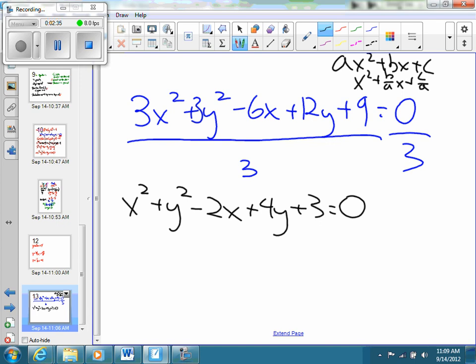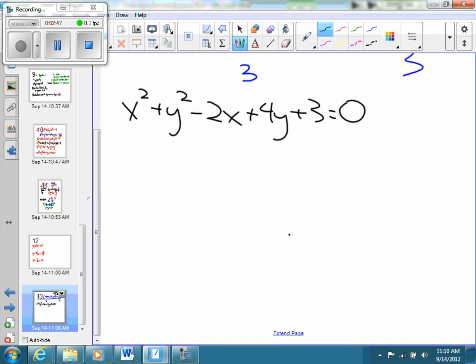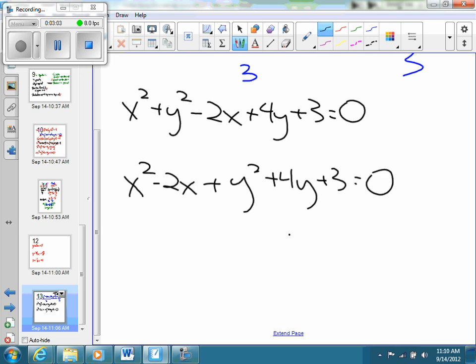Now I'm feeling a little bit better, because I got my x squared and my y squared, they both have a coefficient of 1. But now I need to kind of regroup these things. So I'm going to move my x's together and my y's together. So I'm going to have x squared minus 2x plus y squared plus 4y plus 3 equals 0. So I've kind of grouped them together a little bit. We happy about that? I'm happy about that.